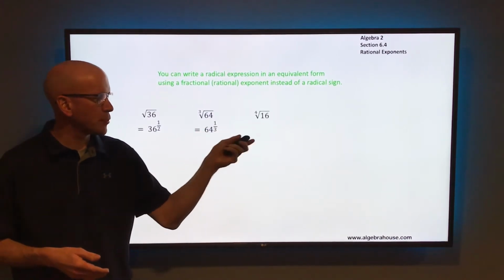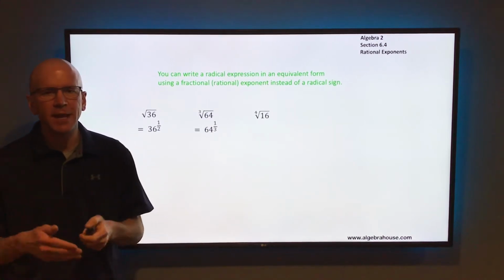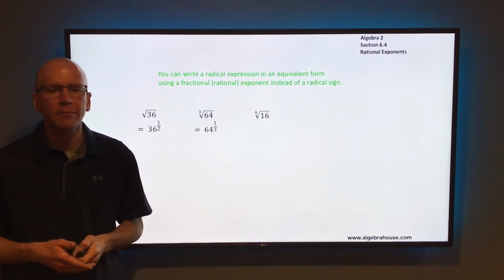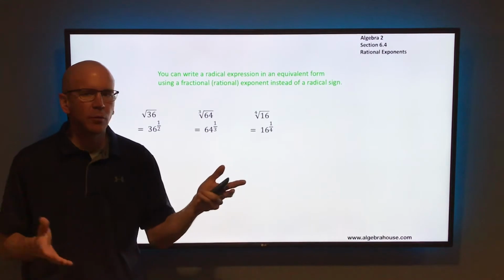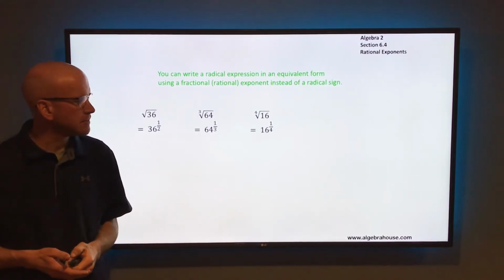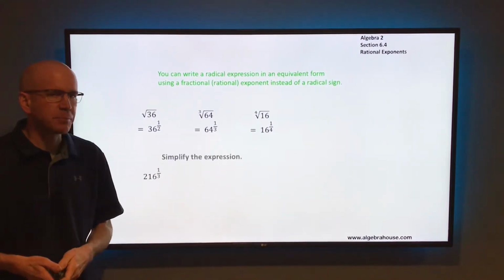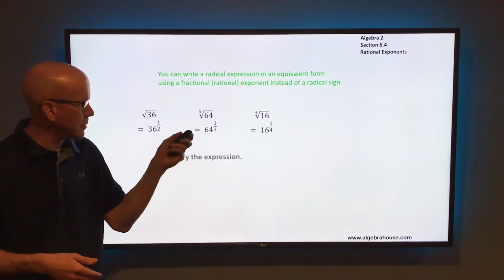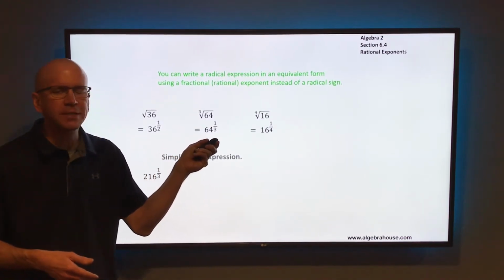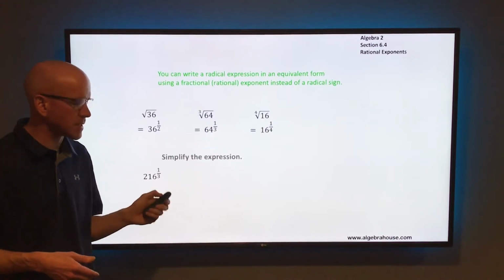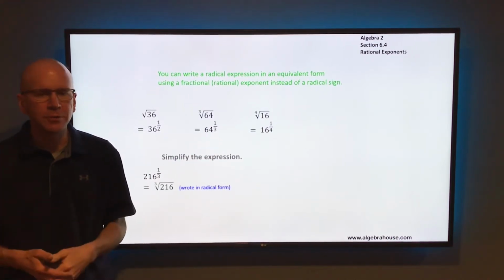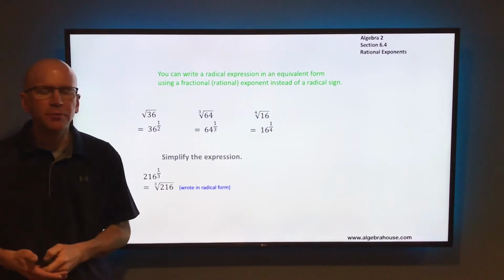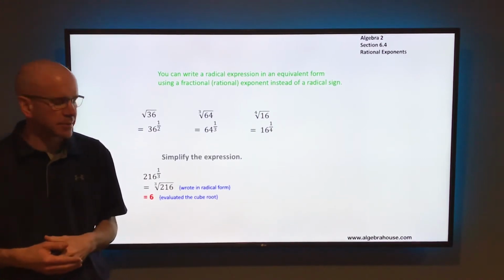And if you have the 4th root of 16, you can probably guess what that is. It's going to be 16 to the 1/4 power, and 16 to the 1/4 power is 2. I'm going to simplify each expression, starting with 216 to the 1/3 power. Just like up here, the cube root of 64 was 64 to the 1/3. Well, 216 to the 1/3 would be the cube root of 216, and the cube root of 216, of course, is 6.